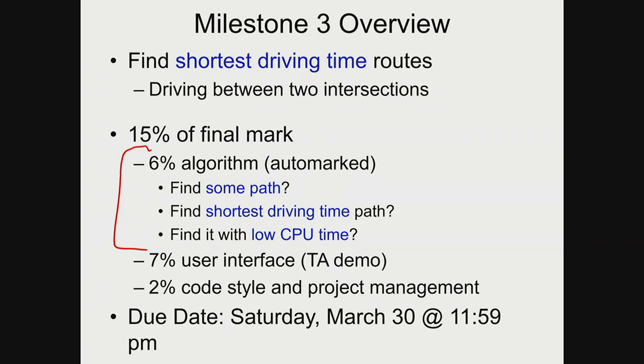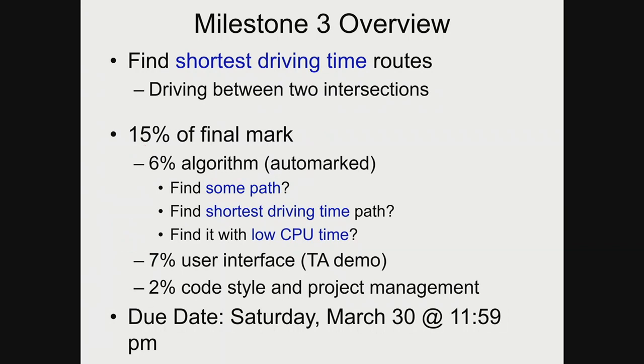Some of our tests just check, did you find any path? Is it legal? Other ones check, is this the best path or very close to the best path that you could get between these 2 intersections in terms of how long it takes to go there? And then some other tests are increasingly difficult in terms of CPU time. They're going to check how efficient your algorithm is. Some of them are not very hard to pass, and some of them get a bit harder to pass.